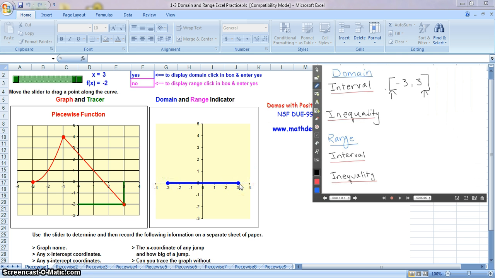Now as for the inequality, you always have to mention x. So basically it's -3 is smaller or equal to x, which is in turn smaller or equal to +3. As you can see, x is going to be between those two numbers. So now let's discuss the range.